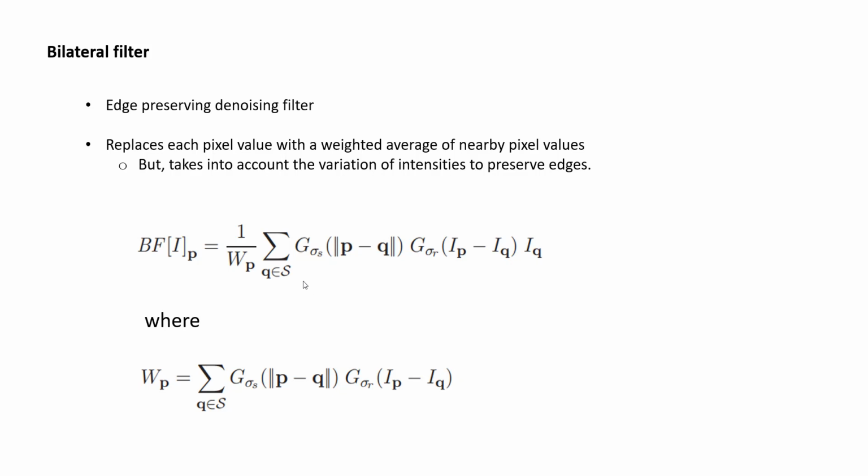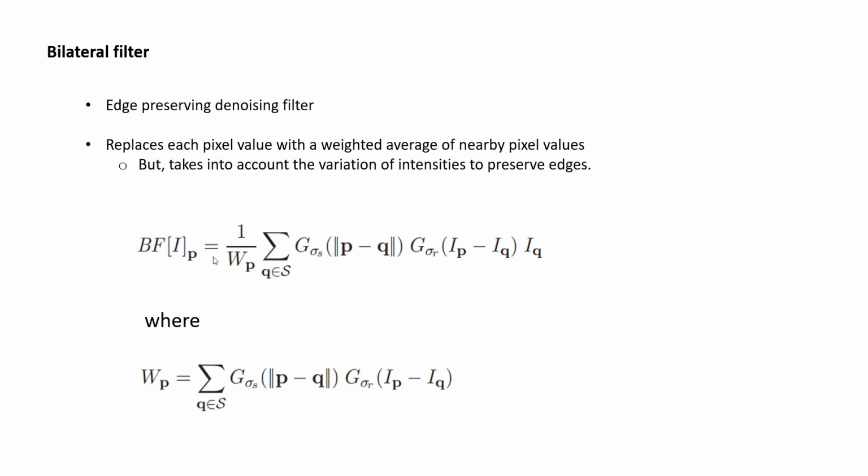And don't be intimidated by these equations. I just took these from online, I guess from Wikipedia, and pasted them here. So if you are into math and equations, you can clearly see exactly what it's doing. But in summary, bilateral filter is an edge preserving denoising filter. Okay, and it replaces each pixel value with a weighted average of nearby pixels.